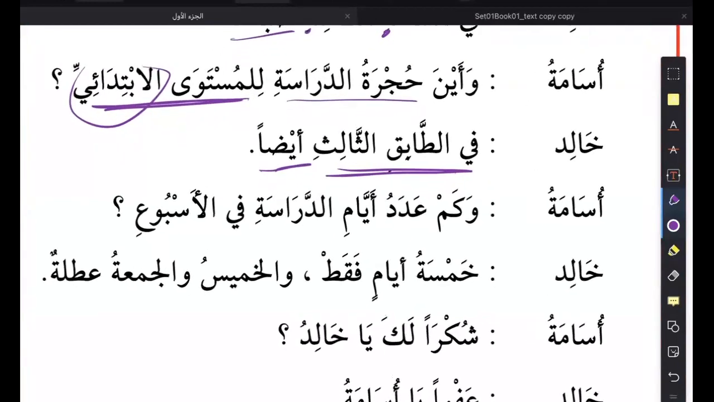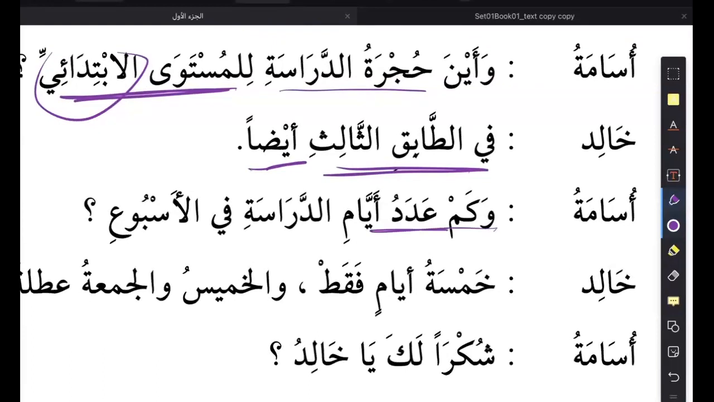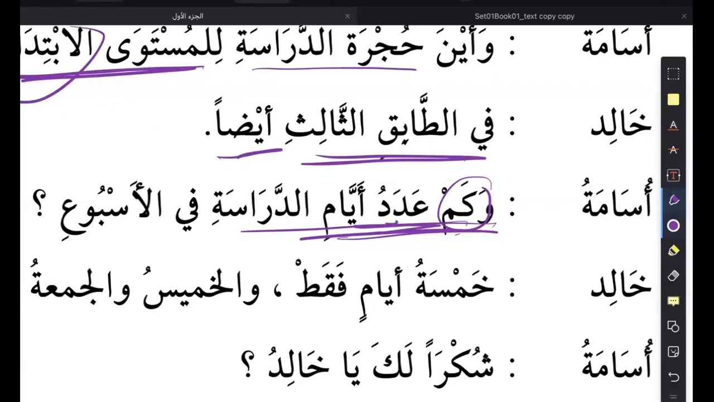So Usama says, وكم عدد أيام الدراسة في الأسبوع? كم عدد, this expression we also learned. We know how to say كم. Here he's asking about the number. How many number of days? He's not saying how many days. If he says how many study days, he would have to say كم أياما. But he wants to know how many days of study. So he says كم عدد أيام الدراسة. How many days of study في الأسبوع. Okay, so you have to know this kind of expression.